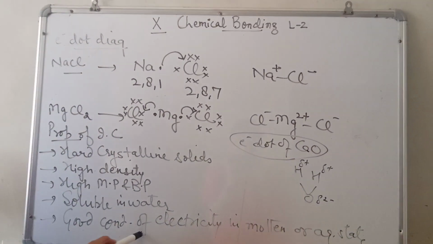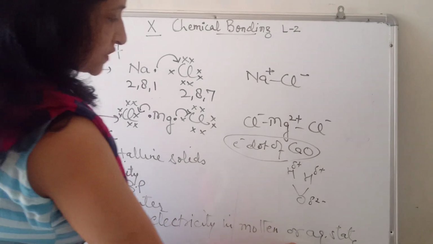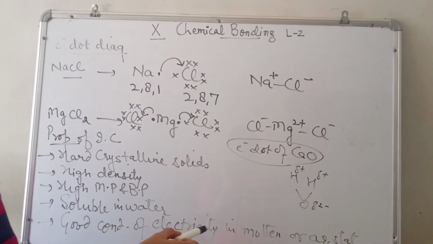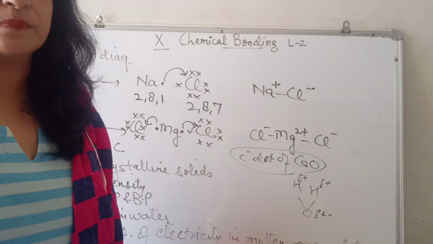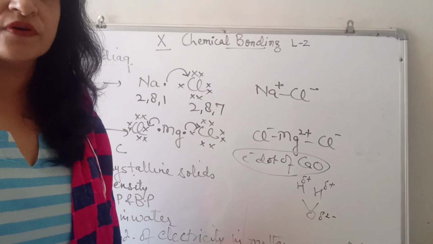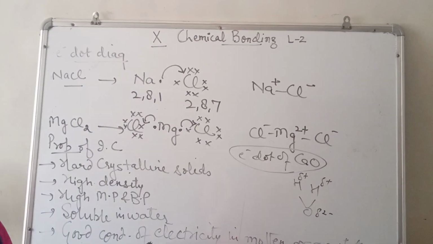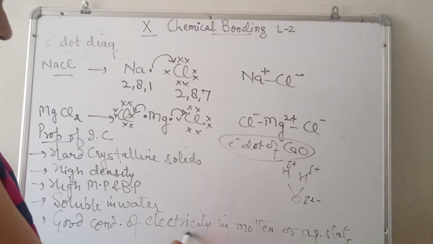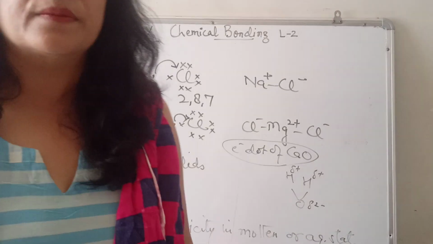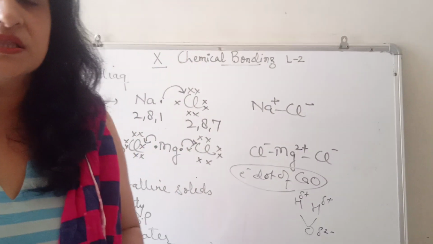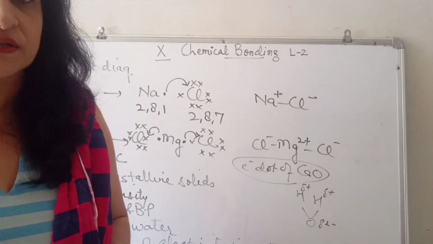Then they are good conductors of electricity in molten or aqueous state, because molten means heating and in aqueous state there is a presence of free ions. So due to presence of free ions, they are good conductors of electricity in molten or aqueous state, but in solid state they are bad conductors of electricity, that is due to absence of free ions.